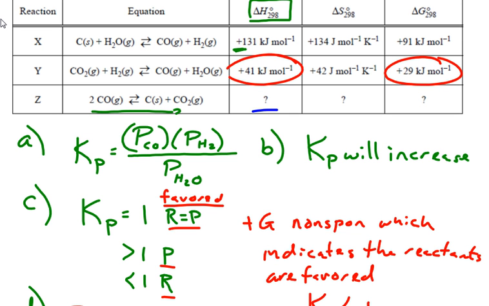Well, that means that it's going to be going to the right. It's going to be making CO2 gas. The problem is you had 2 moles of CO. You only have 1 mole of CO2, so you're making less moles of gas.